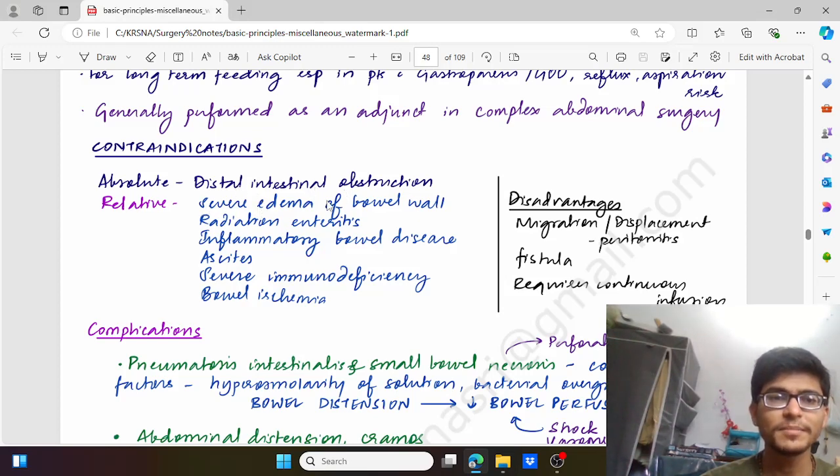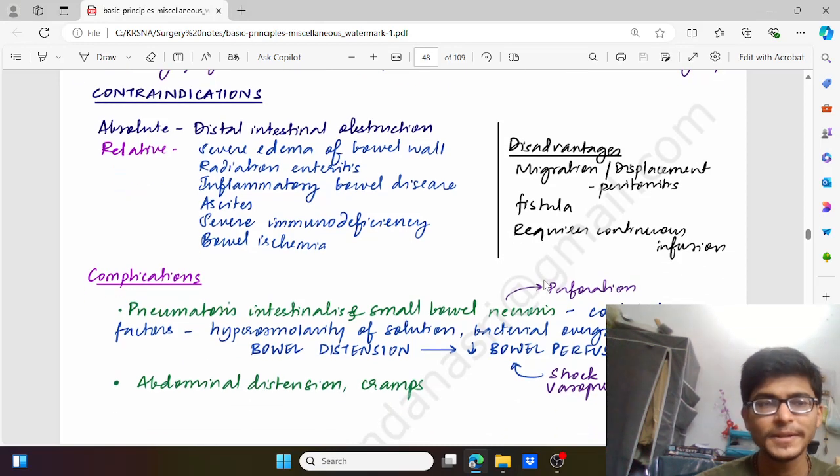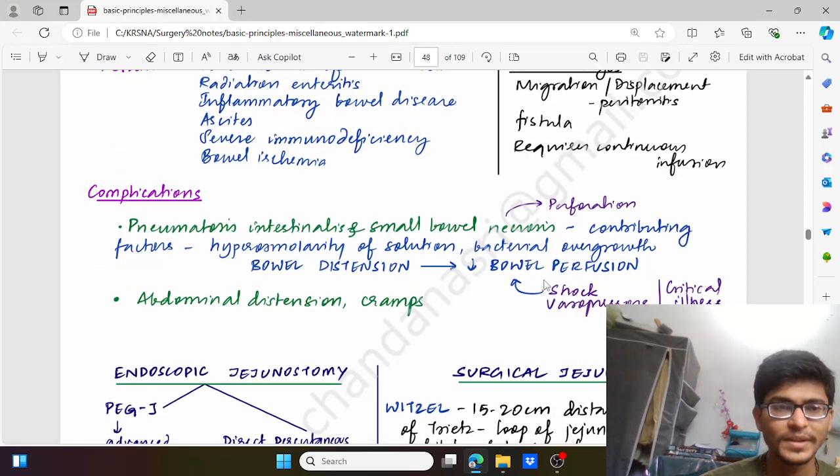Relative contraindications are severe bowel edema, radiation enteritis, inflammatory bowel disease, ascites, severe immunodeficiency, bowel ischemia. So these are some of the relative contraindications. What are the disadvantages? Migration, displacement, peritonitis, fistula, requiring continuous infusion. These are some of the disadvantages.